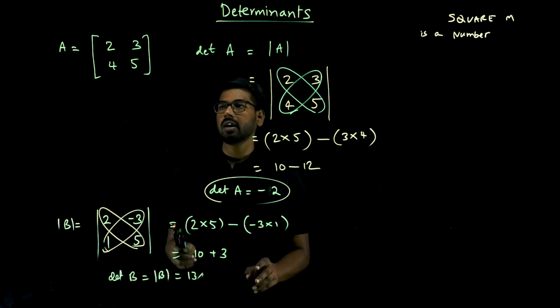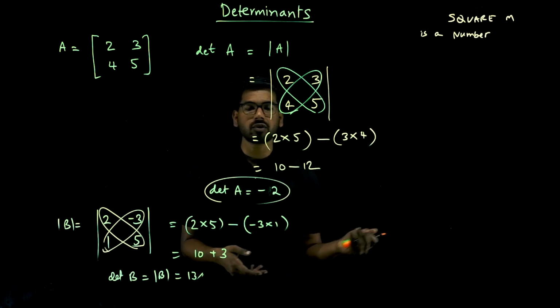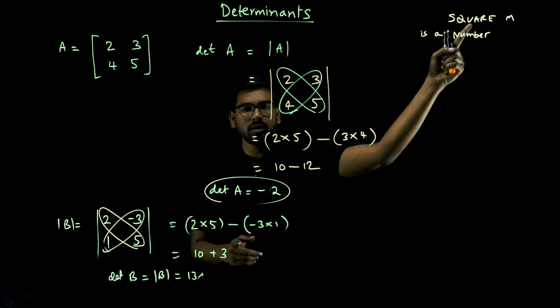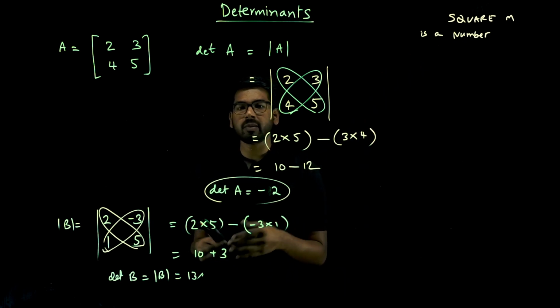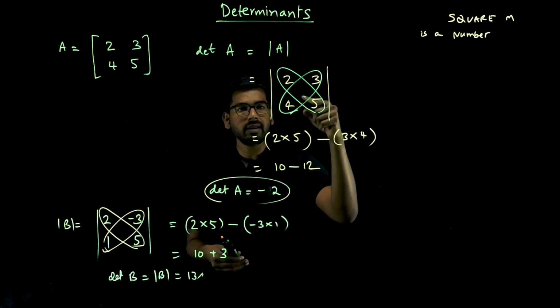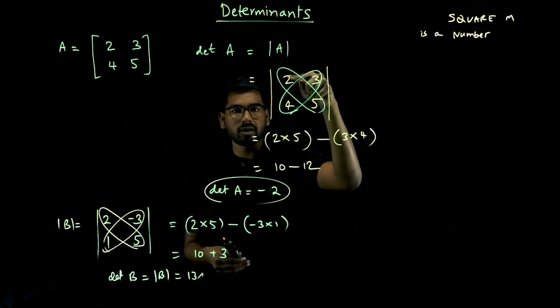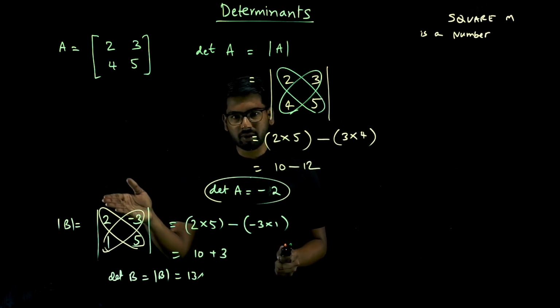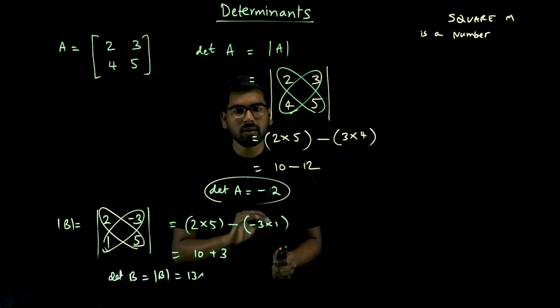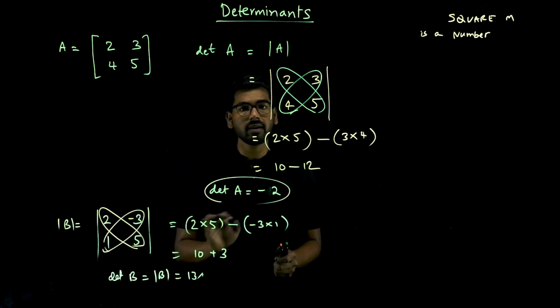So no matter what the matrix is, determinant is a number and we find determinants only of square matrices. How do you find determinants? For a 2 cross 2 matrix, the diagonal element product minus the remaining diagonal element product. That gives the answer.